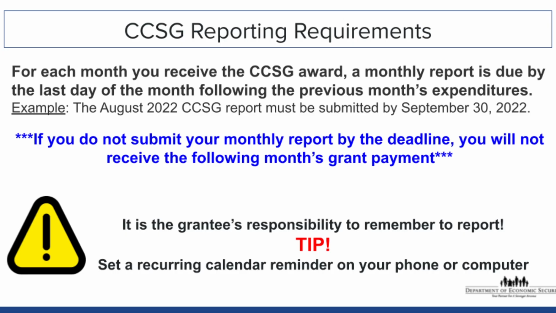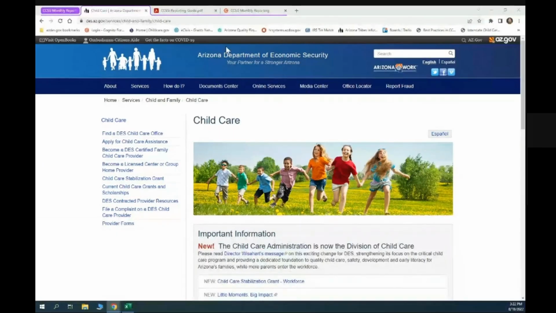future grant award payments. To submit your CCSG monthly report, you'll want to start by going to our website. You can see our website address here at the top of the screen, des.az.gov/services/child-and-family/child-care. From this website page, in the left menu, you'll want to click on Child Care Stabilization Grant.